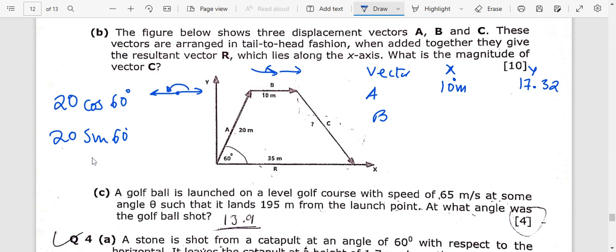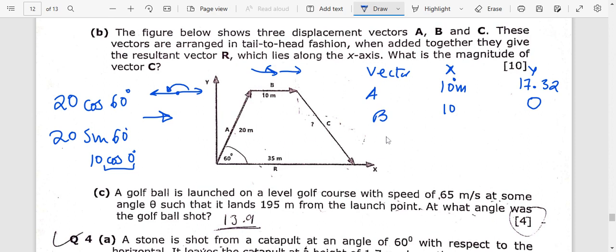So to find the x component, we're just going to say 10 cos 0. We know cos 0 is 1, so this is just going to give us 10. And then the y component is going to be 10 sin 0, and we know sin 0 is 0, so that is going to be 0. It doesn't have any y component. That's why you are able to see it is parallel to the x-axis.